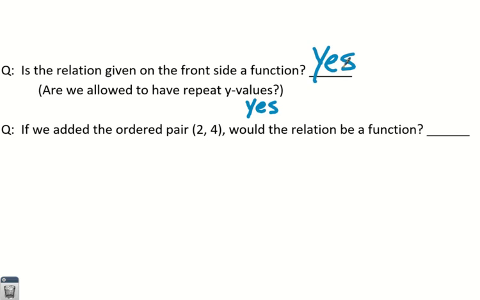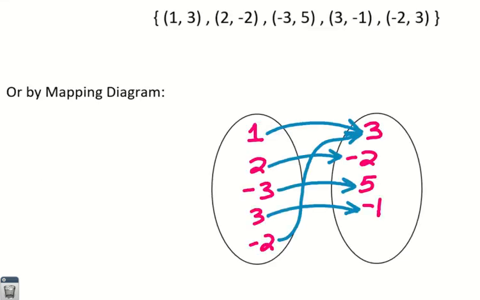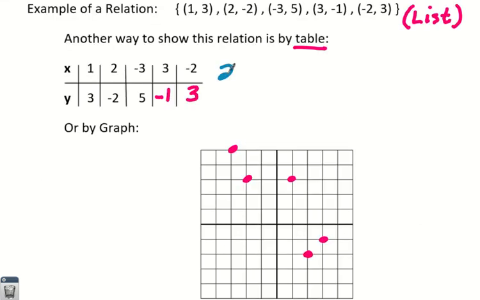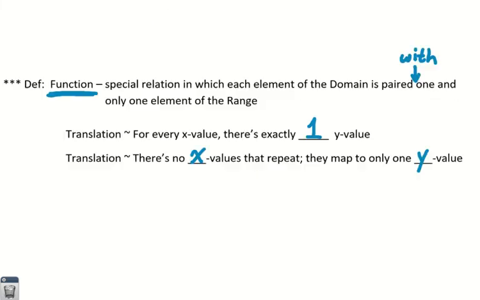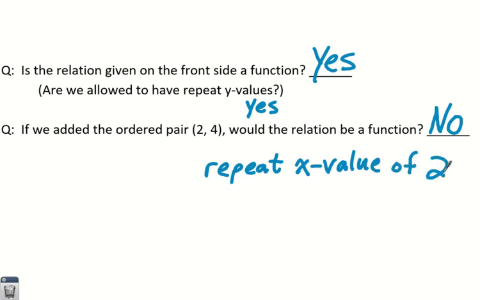But if we added the ordered pair (2, 4), now we would have a repeated x value of 2, and that is not allowed. That is a foul on the play. Because of the repeat x value of 2, it is not a function.